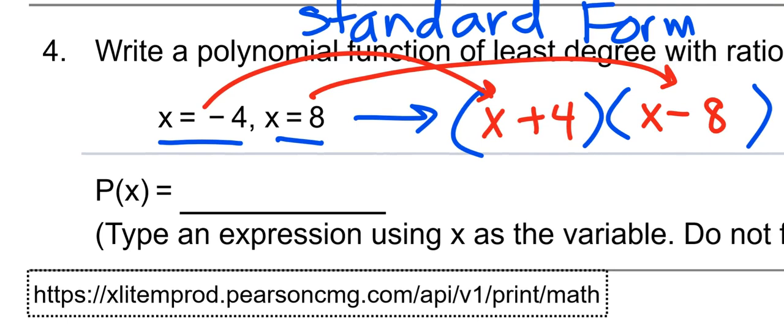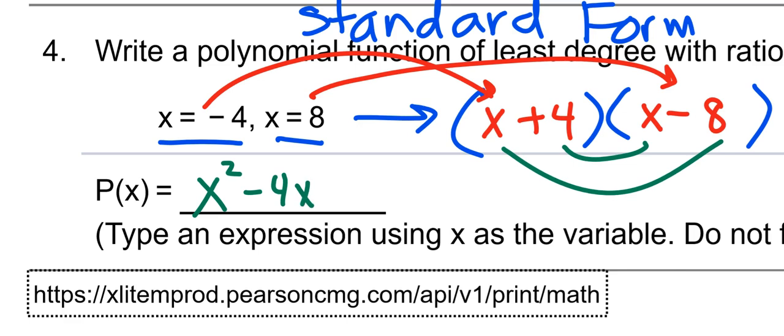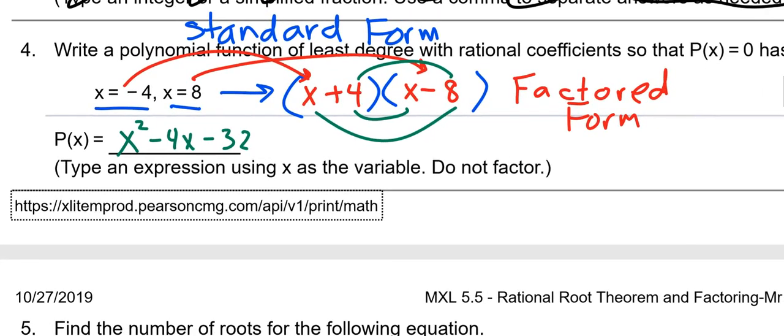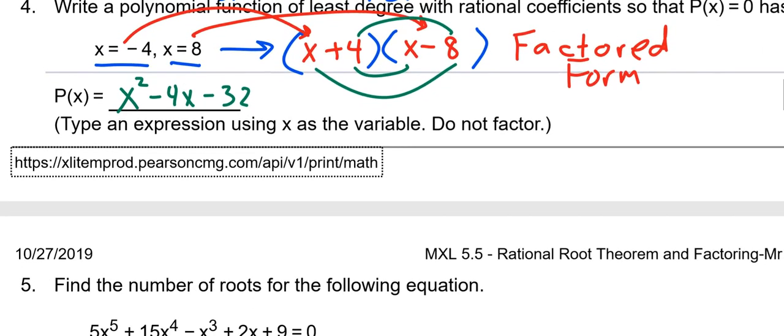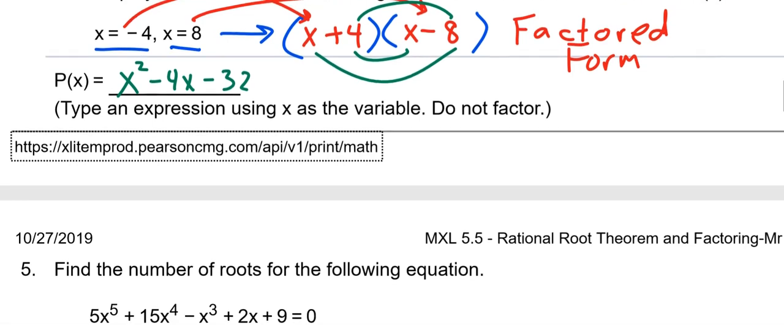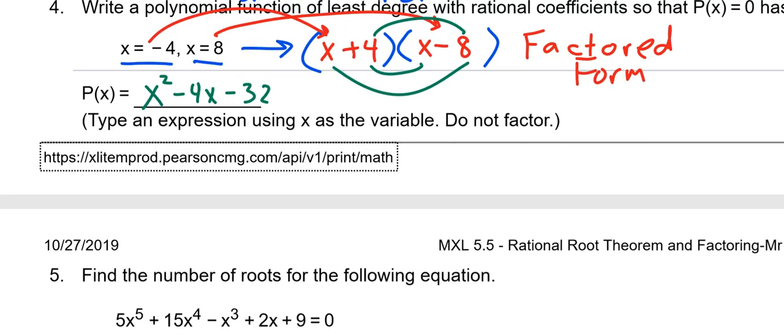So x squared. What's the next term if you take the outsides and insides and add them up? Minus 4x, and the last would give me negative 32. Okay? Whether you like boxes or not, I'm a big box fan, but some people hate it.